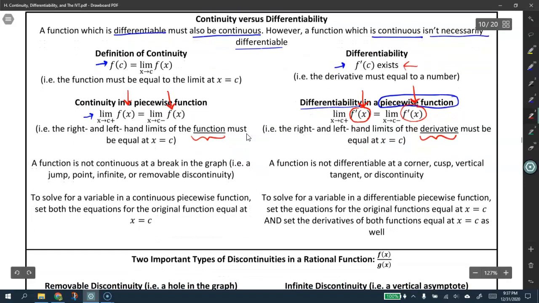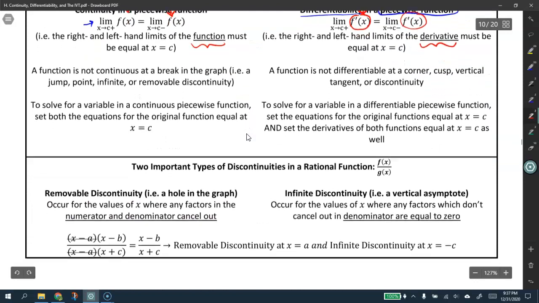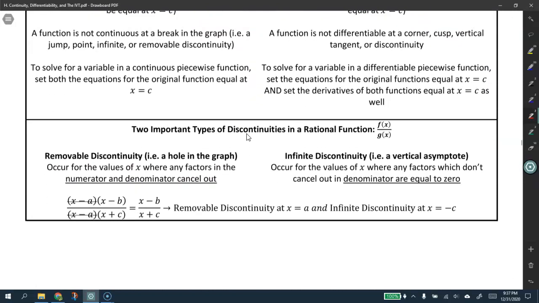And so we're going to talk about that in a moment and give you some examples to go through. And one more thing to talk about is two important types of discontinuities. Now, I taught you 4 discontinuities here: point, removable, jump, and infinite. But the two that are recurring, and pretty much every single year they're going to ask you about these two, is the removable, which is essentially a hole in the graph, and then the infinite, which is essentially going to be a vertical asymptote. Okay?